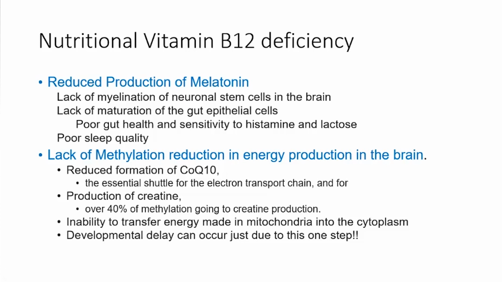So the next thing that is made is creatine. All right, so we're going to go through the production of creatine. So over 40% of all methylation goes to making creatine. So you can see that if this is reduced, then the amount of energy transferred in the brain is going to be a lot slower. And so the developmental delay can occur just from this one step. As we mentioned, we knocked out this one enzyme.